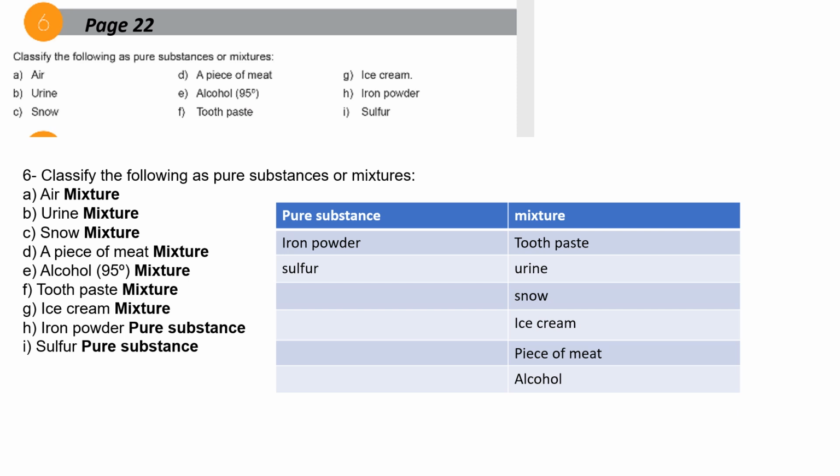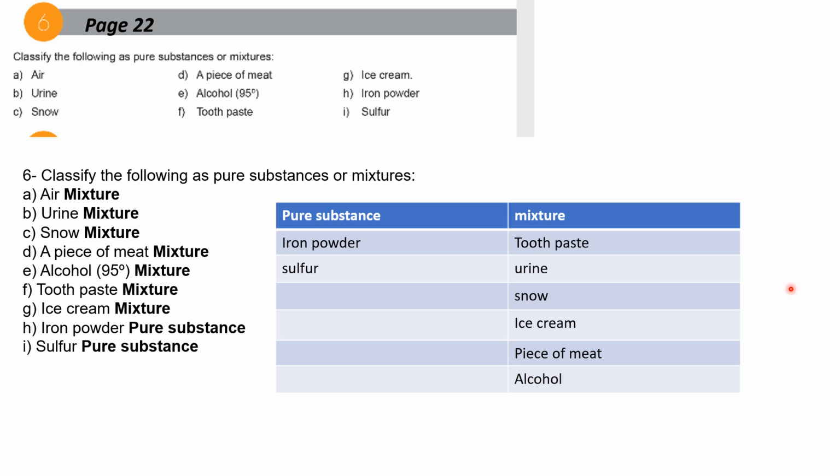So it's made up of more than one kind of material. So it's a mixture. What about ice cream? Ice cream is also a mixture. It's made up of cream, sugar, flavors, and many other ingredients. So it's also a mixture. Iron powder, it's a pure iron, so it's a pure substance. And also sulfur is considered as a pure substance because it is only sulfur. It's made up of only one kind of material, which is sulfur, so it's a pure substance.